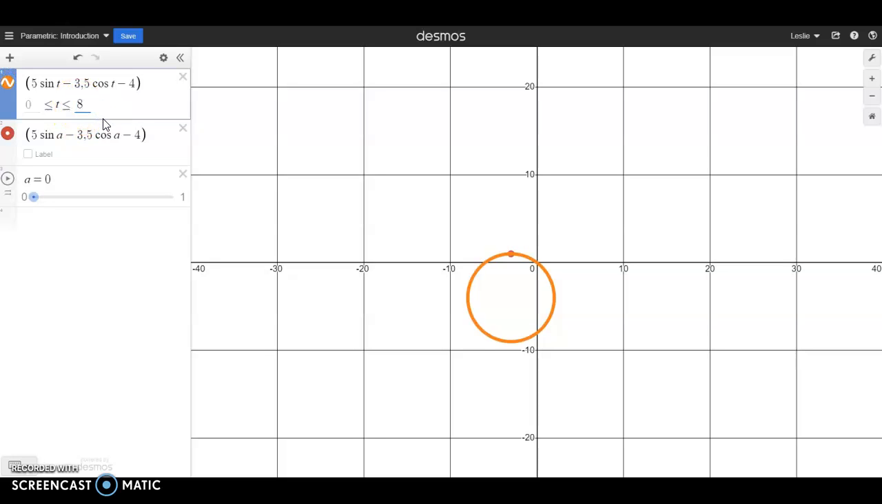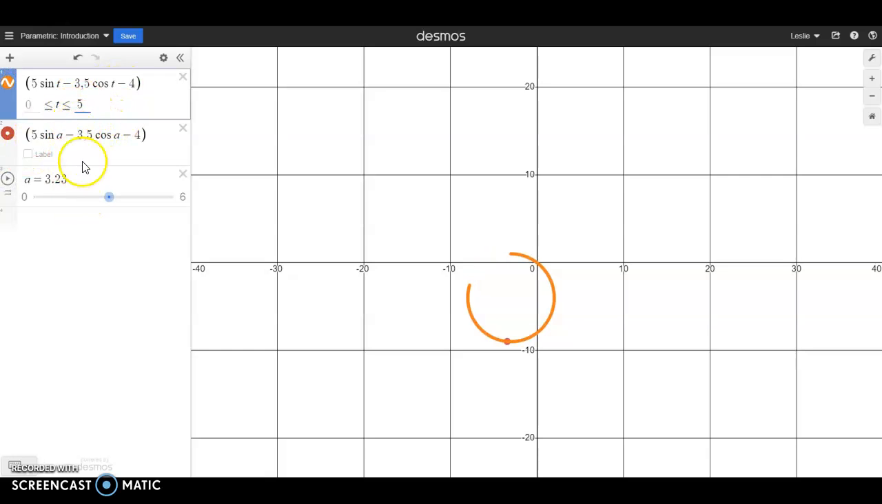Let me show you something. This second version of the equation was based on a. I'm going to let a go from 0 to 6. And when I animate, you can see that it starts here and it goes around. And then I have it set so that it starts over again. I think it's a little bit too big. Let's change it to 5.